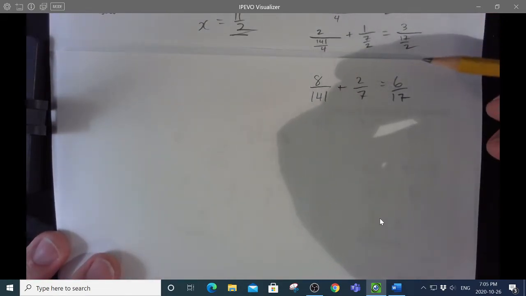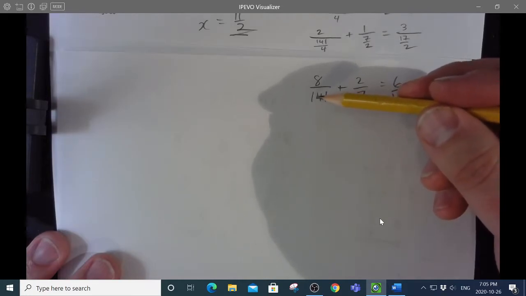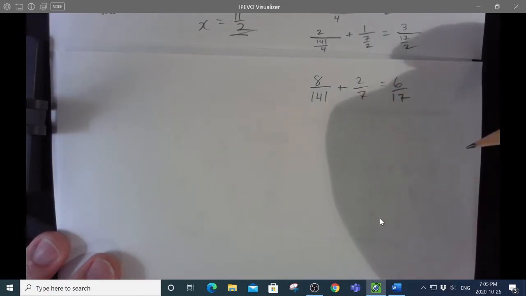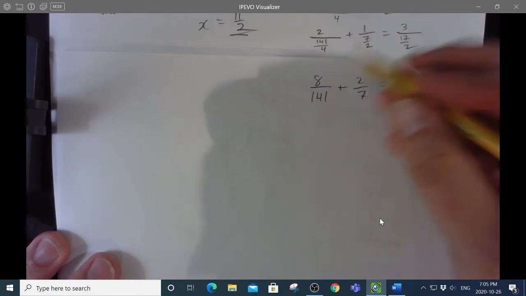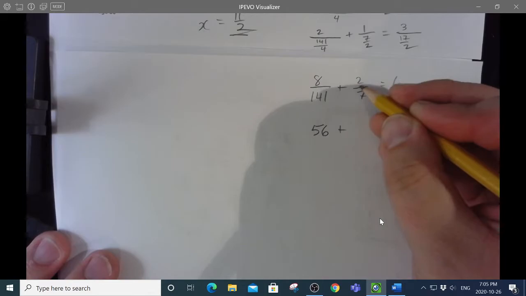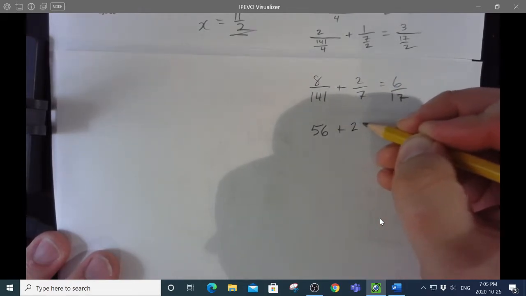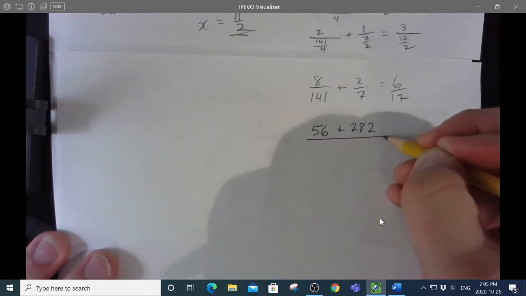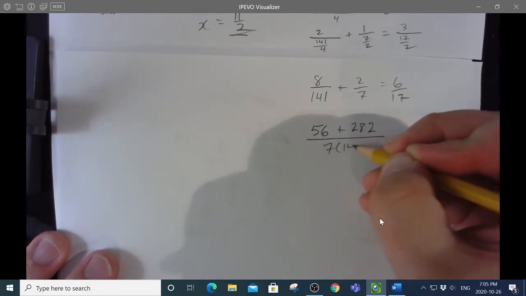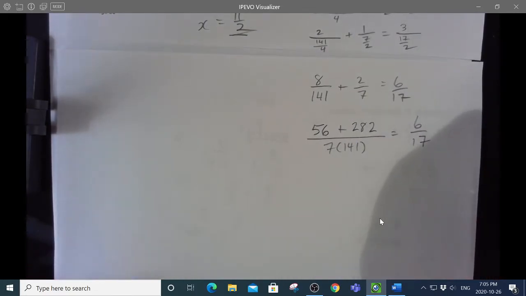So let's see. The common denominator here would be, let's see, 141. Is there a 7 in there? No, there isn't. So I think I'm going to have to times this guy by 7. So that's going to be 56 plus, I'm going to have to times this guy by 141. 2 times 141 is 282, all over whatever the heck 7 times 141 is. And all of that has to equal 6/17.